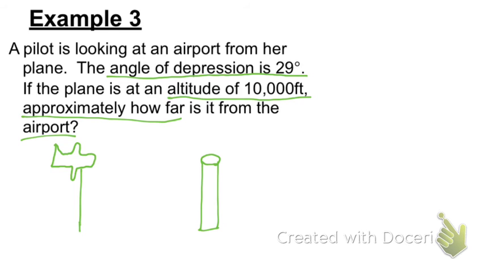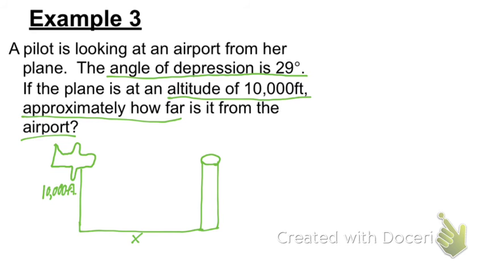So we know the plane is how high? We know the plane is 10,000 feet in the air. So we know vertically there's a distance of 10,000 feet. Do we know the horizontal distance? No, that's what we're trying to find. We're trying to figure out how far it is horizontally.